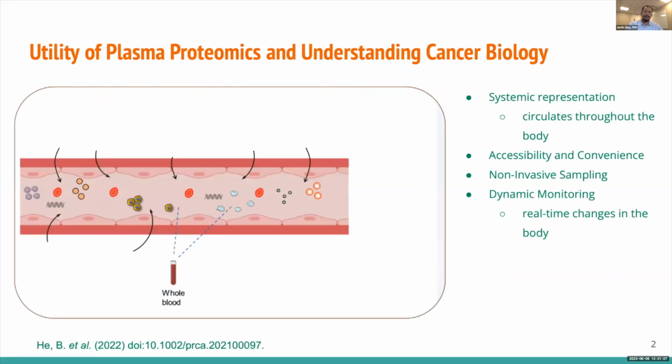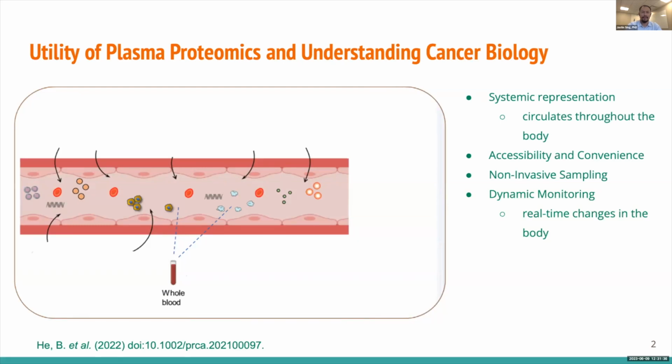So to begin with, I want to first start out with why we're interested in utilizing the plasma. The plasma is the liquid component of the blood, and it offers several advantages as a sample for measuring analytes compared to other sources such as tissue or urine. Namely, it's a systemic representation: the plasma circulates throughout the entire body, acting as a conduit that delivers all of these molecules to various tissues and organs.